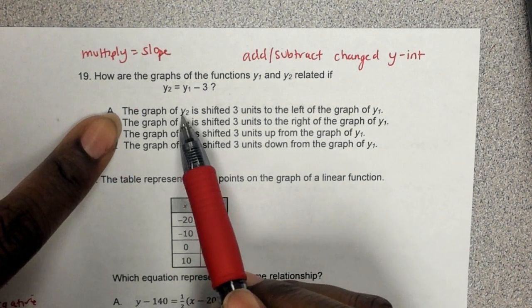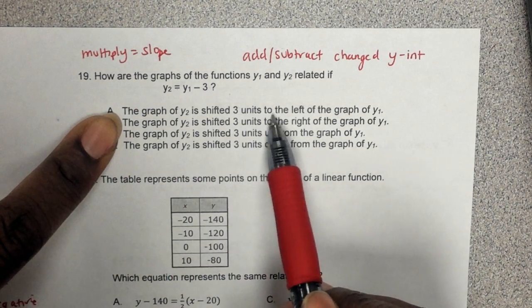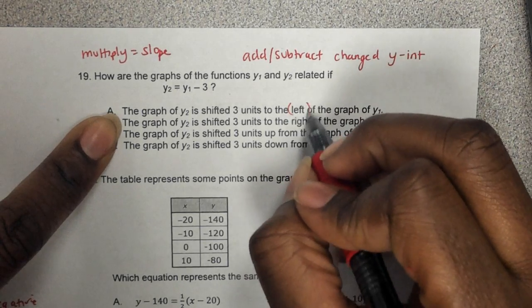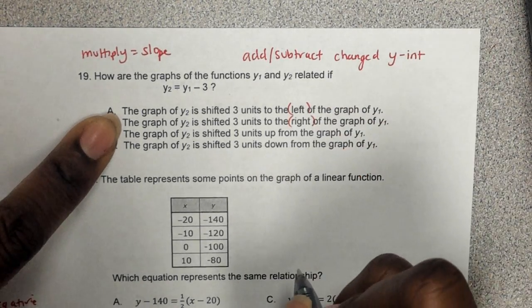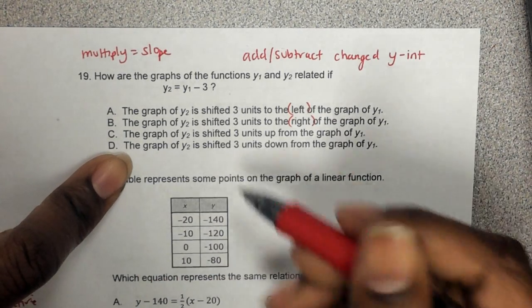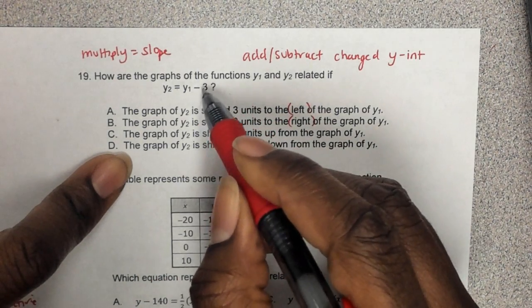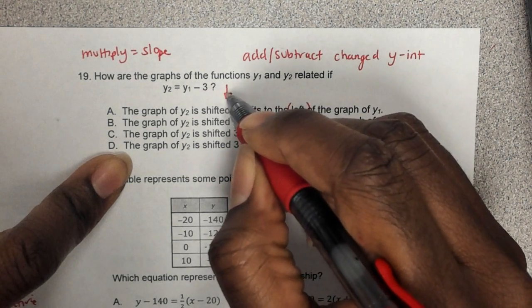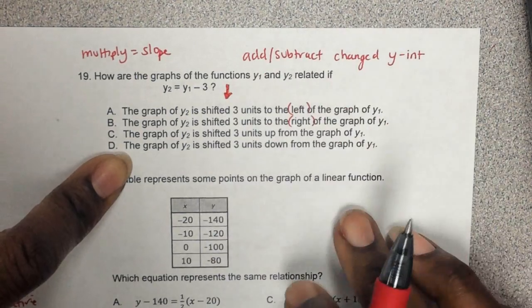So did that y2 get shifted 3 units to the left or to the right? No, remember left or right? That would have to do with if something was in parentheses. However, it either got shifted 3 units up or 3 units down. Remember what the takeaway 3 means. Minus 3 means we are moving it down 3 units.